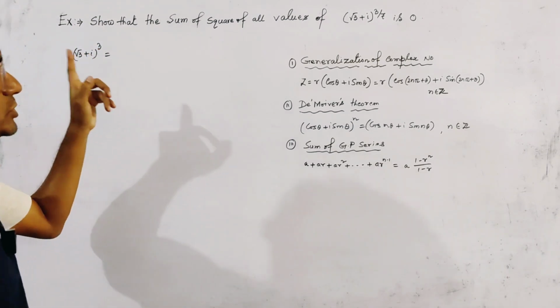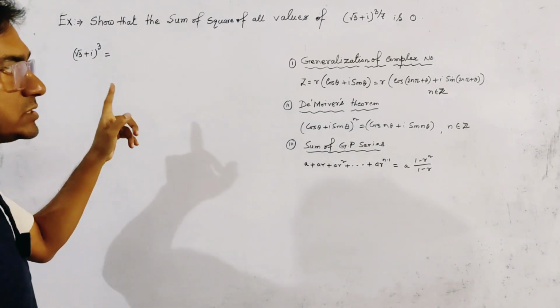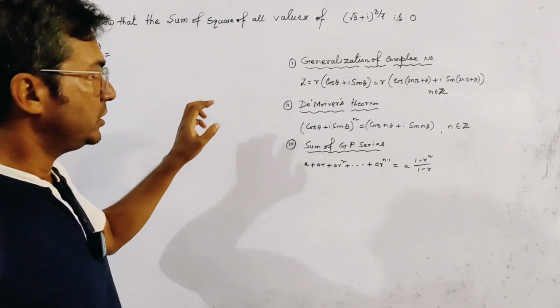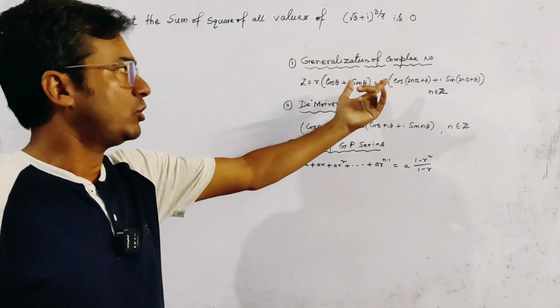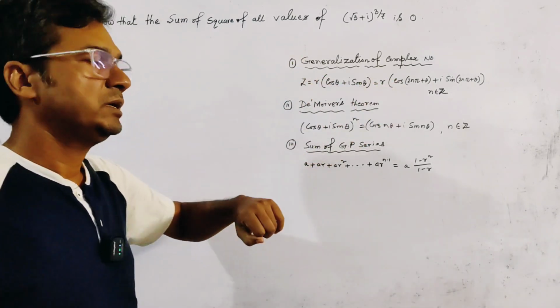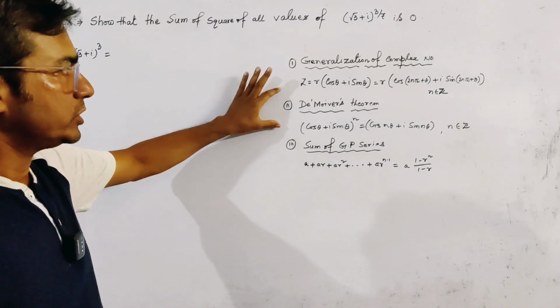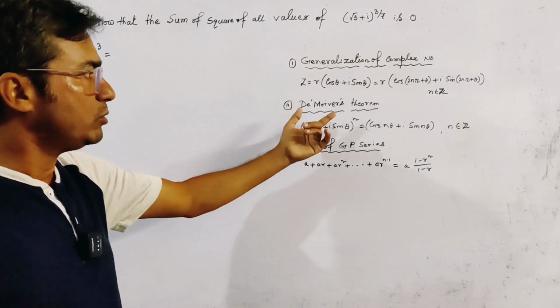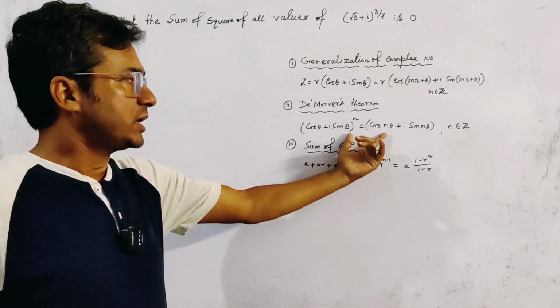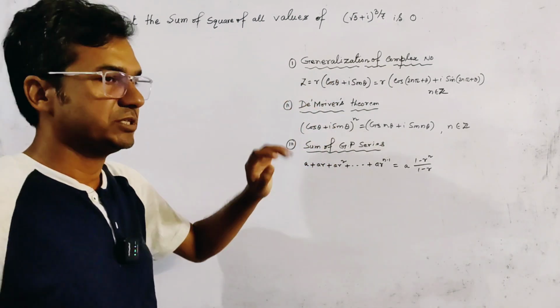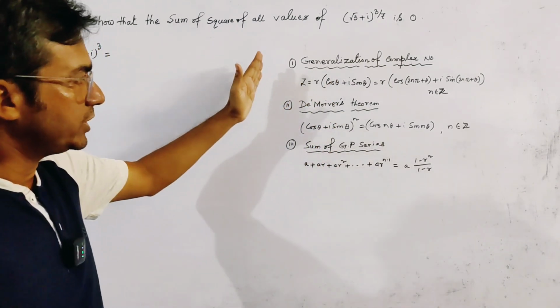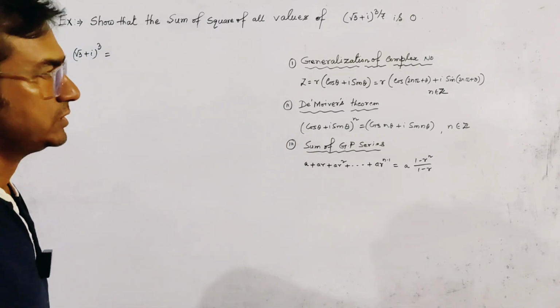Here, to solve this problem, we use three simple results of complex number. The first result is generalization of complex number. We already know about this. The second result is a very important theorem of complex number, this is De Moivre's theorem. This can be used here. And the third result is the sum of GP series. Okay, we already write these three results.